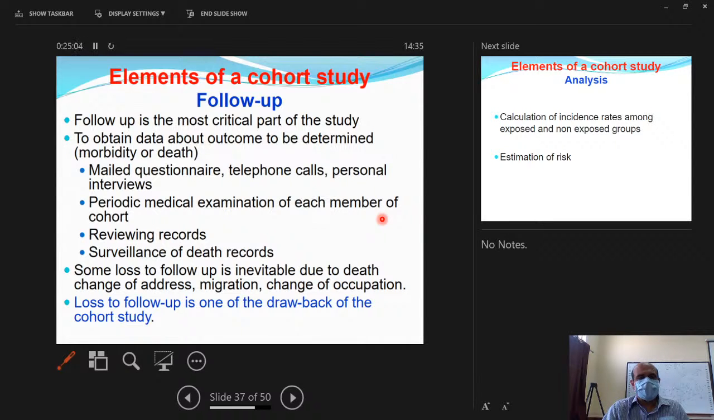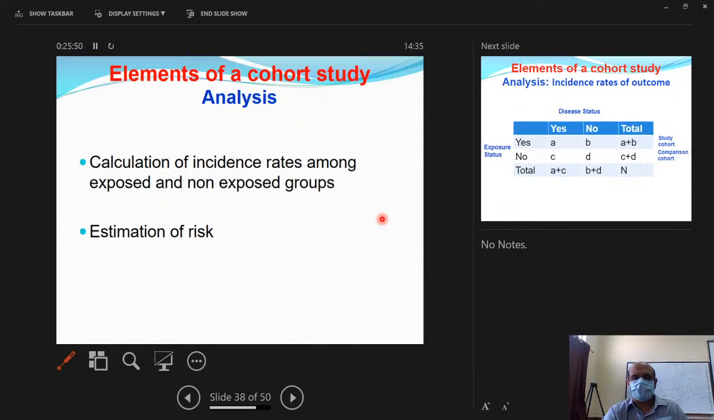Elements of a cohort study: follow-up. The follow-up is the most critical part of the analysis for the study. Obtain data about outcomes to determine morbidity or death. Mailed questionnaires, telephone calls, personal interviews, periodic medical examination of each member of the cohort, and reviewing records. Surveillance of the death records are some of the examples. Some loss to follow-up is inevitable. We have already discussed loss to follow-up in randomized control trials.